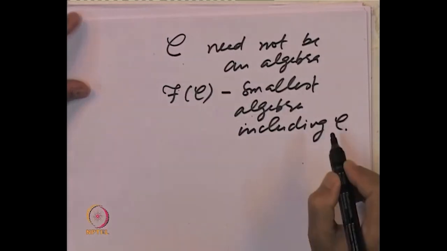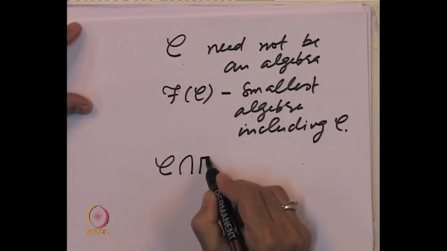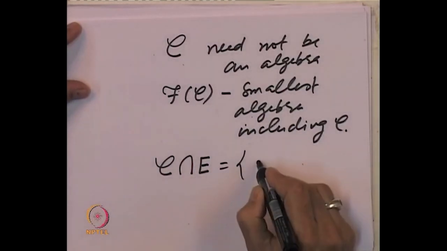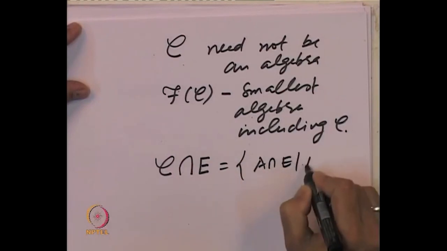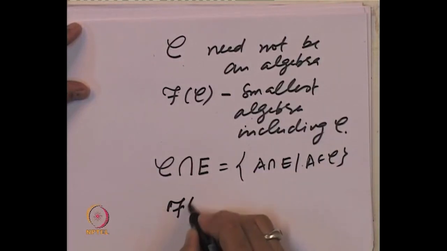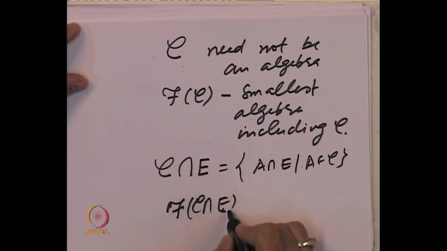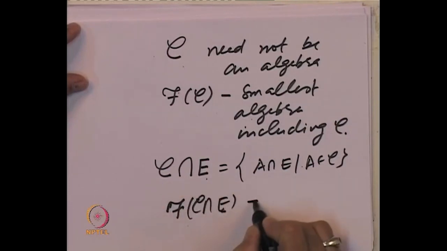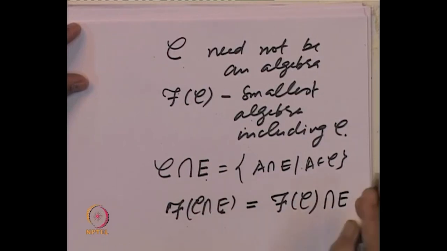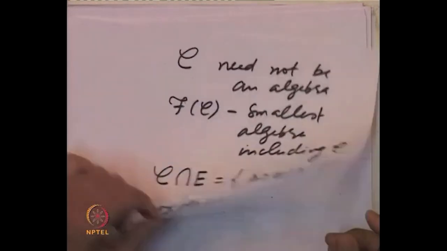And then we went on to prove that if you take a collection C and restrict its elements to a set E, which is defined as all elements of the type A intersection E, where A belongs to C, then if you generate algebra out of this collection C intersection E, which is the algebra of subsets of E generated by this collection C intersection E, we showed this is also equal to the algebra generated by C restricted to E. So, these are the various ways of generating more algebras out of the given algebra.